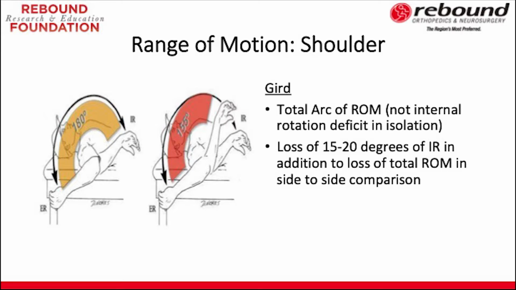But it's the people who have 110 degrees of external rotation but then like 20 degrees of internal rotation, compared to something that's very different on the other side. So do make sure that you are comparing the total arc of motion, both the external and the internal rotation. And it's important that you check this and stretch this with their scapula blocked.